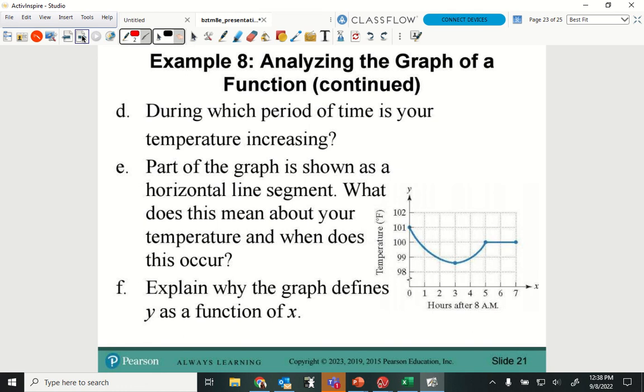During which time period is your temperature increasing? 3 to 5. From 3 to 5, right? It starts here at 3 and it increases till 5. So just so you know, this is interval notation. So it's not the same as a coordinate pair. It's saying it's going from 3 to 5 here. So that was this one right here.